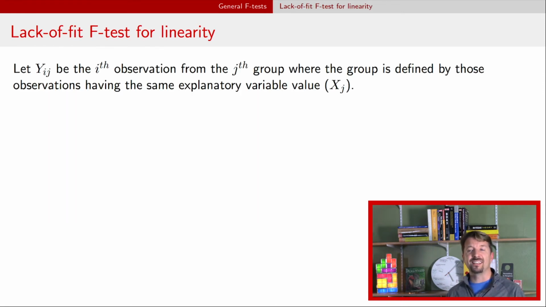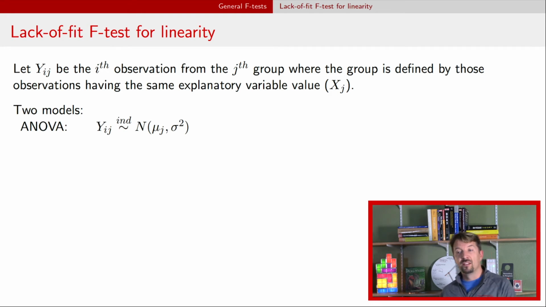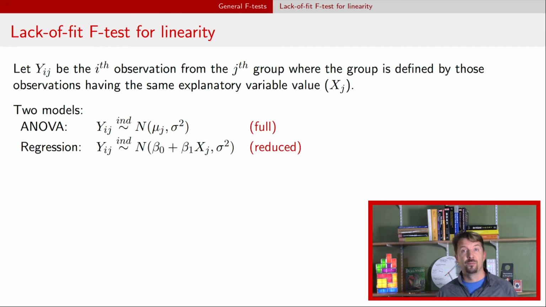Okay, so that was one example. Now we're going to do a second example of an F-test. This one is called a lack of fit test for linearity. This is where we're now going to bring in this whole regression idea. So now we're going to consider two different models. The two models are an ANOVA model, where each of the groups has a different mean, and the other model is a regression model, where we have some explanatory variable, and we're going to assume that there's a linear relationship between that explanatory variable and the expected response.